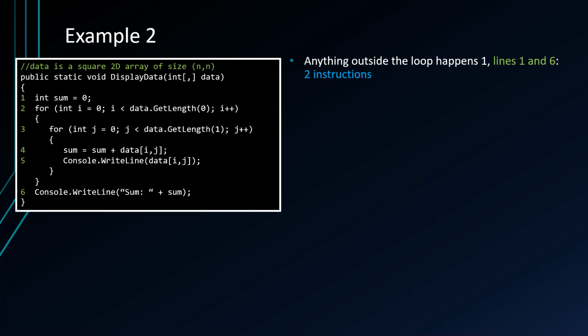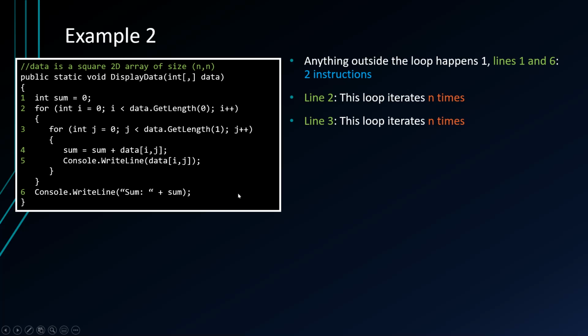Okay, let's get into the real nitty-gritty though. Line 2, this is a loop that iterates how many times? Well, n times, because we know that our array is of size n by n. So that first loop is going to go all the way up to n times. Okay. The next loop also goes n times. We can see it has the exact same setup. So we have a loop within a loop.